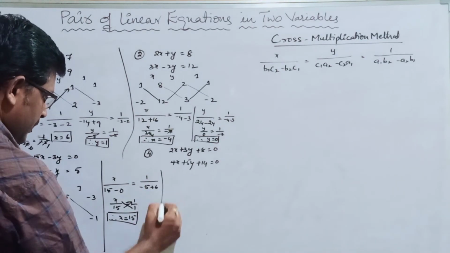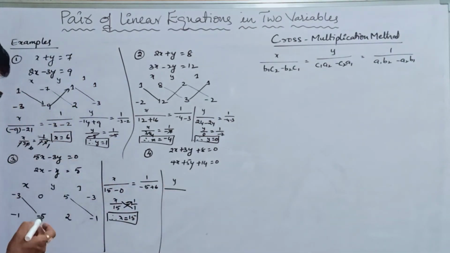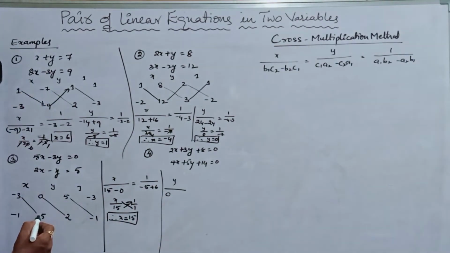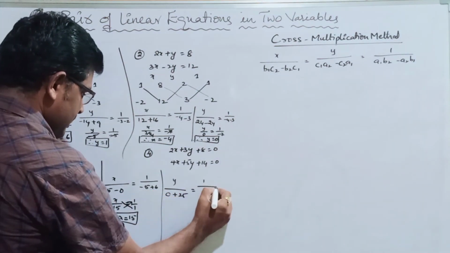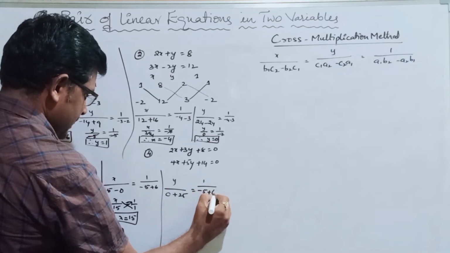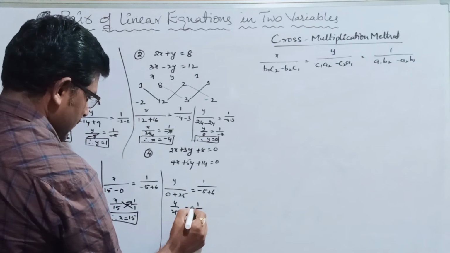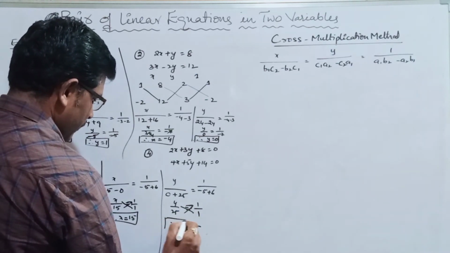Then similarly, y by 0 into 2, 0, minus 5 into 5, minus 25, here minus, plus 25, is equals to same, minus 5 plus 6, y by 25 is equals to 1 by 1, cross multiplication, therefore y is equals to 25.